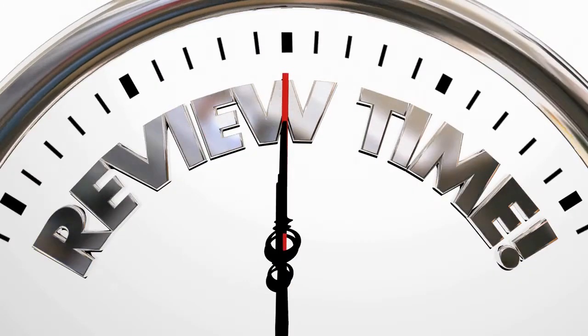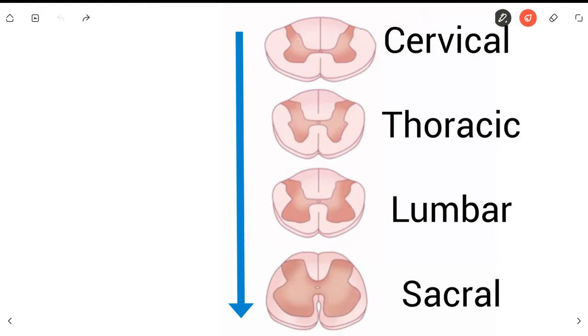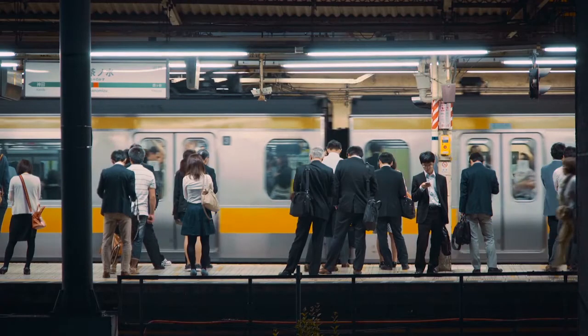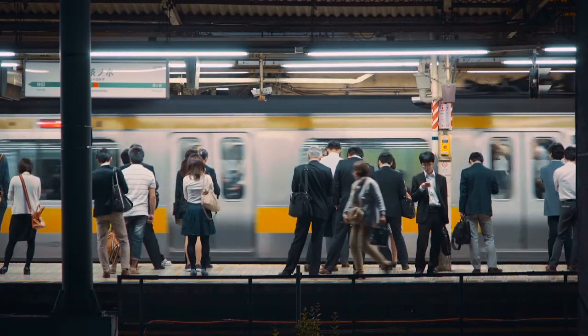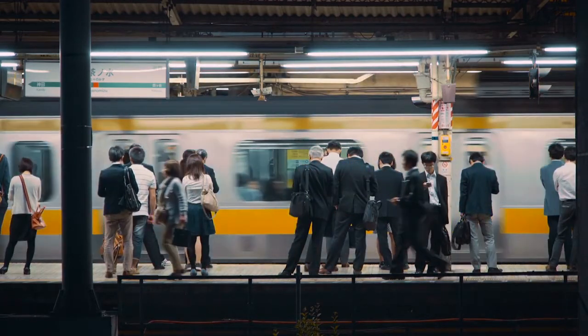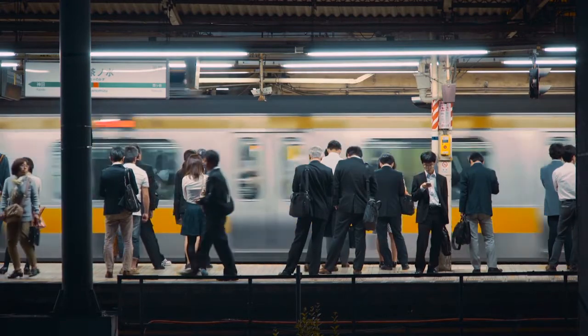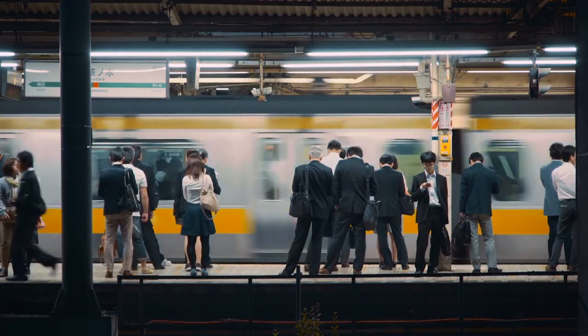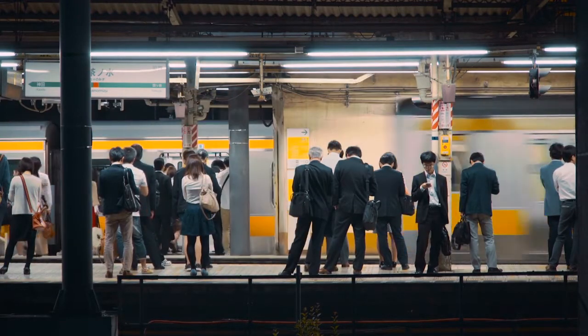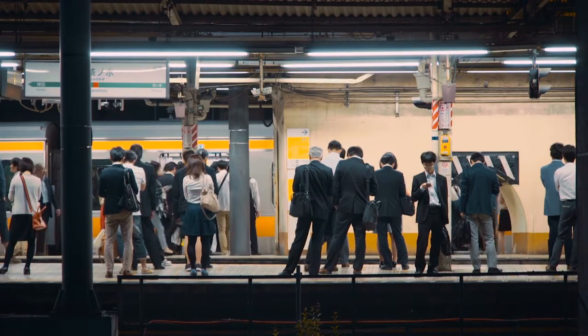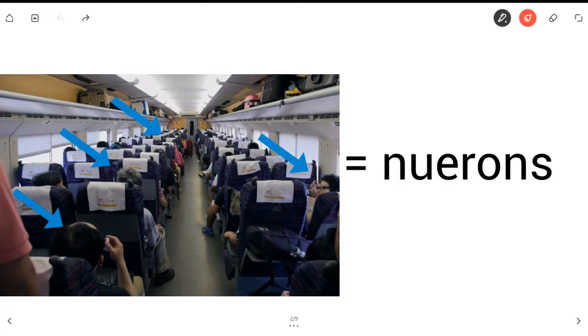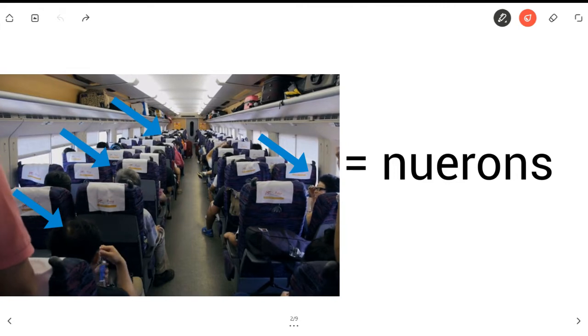But just to review, as you progress down the spinal cord, there is more gray matter and less white matter. You can think of this as a train that starts in your brain, and as it comes down the spinal cord, more passengers leave. So at the end, you're left with very few passengers. And the passengers basically symbolize the neurons in the white matter. That was just a quick review of what I talked about in the previous video.